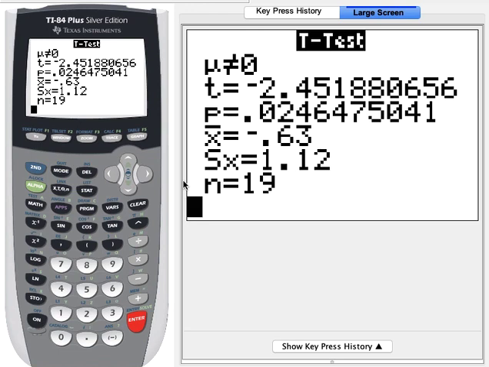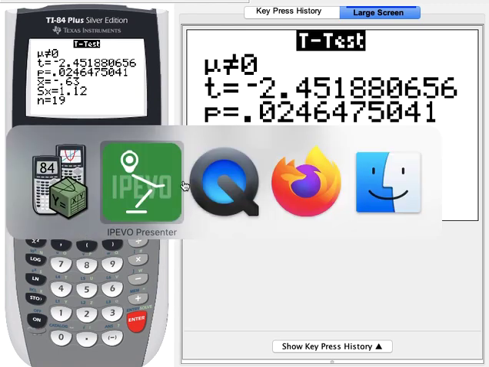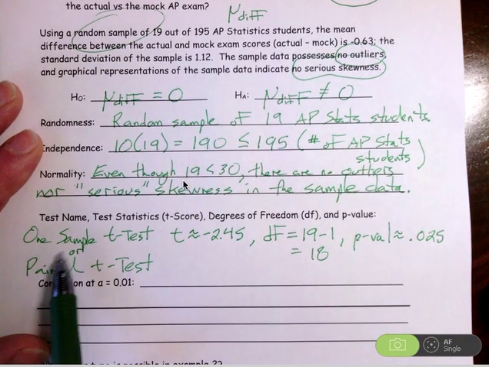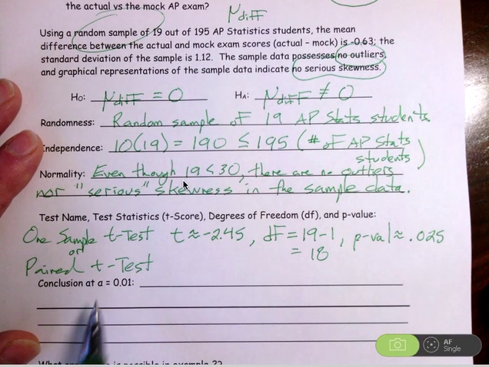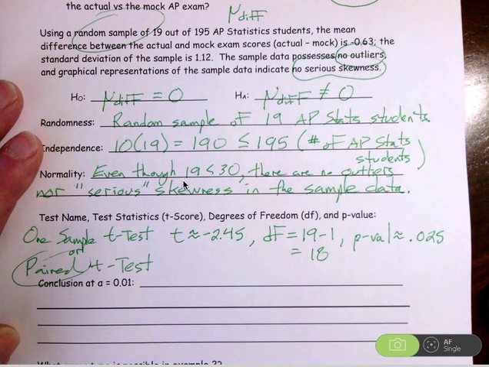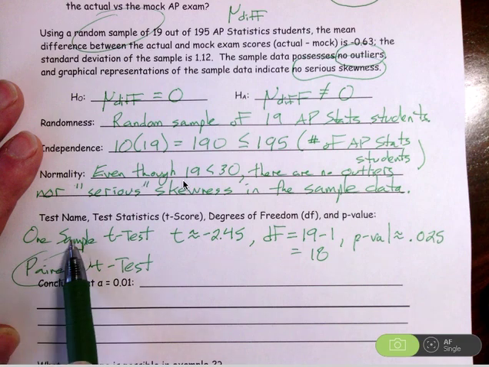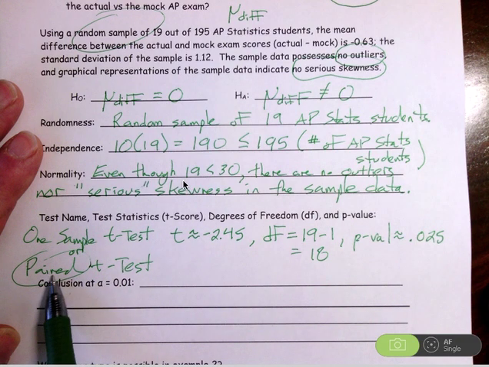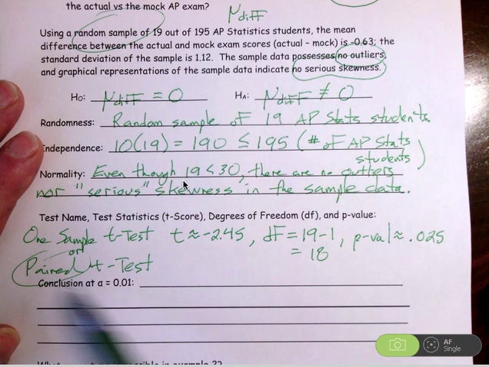Degrees of freedom, 19 minus 1 for 18. And the p-value is about 0.025. There we go. So you could call this a one-sample t-test, but I think more commonly this would be called a paired t-test, simply because you have to think about this as one sample of differences, or you have pairs of observations where you are working with the differences between those observations for each subject.